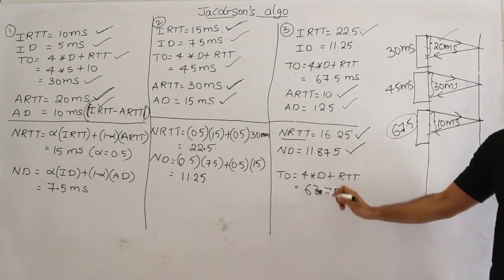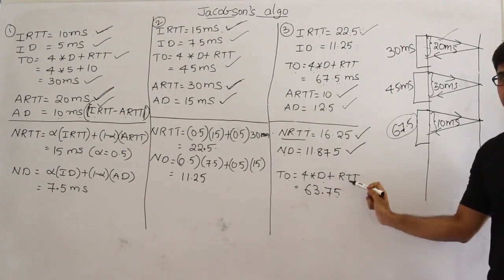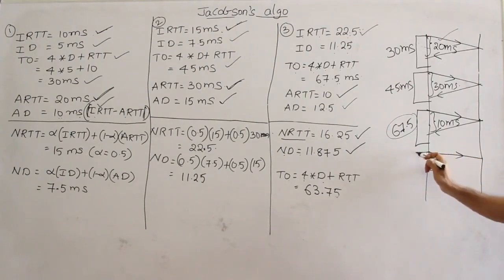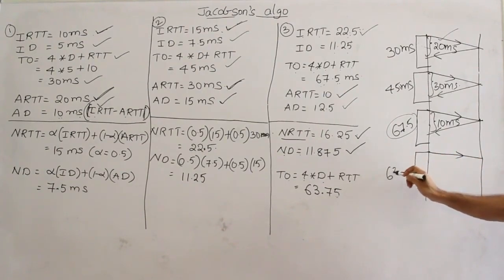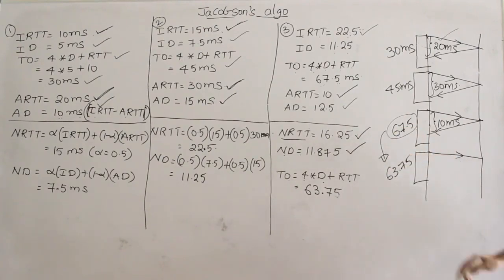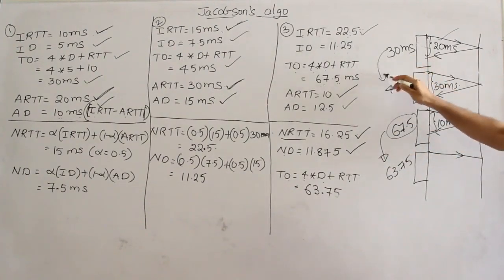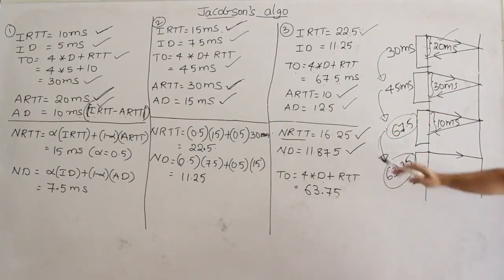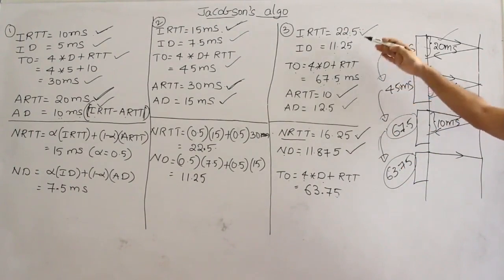Therefore what will be the timeout? Timeout will be 4 into deviation plus RTT. So for the fourth one, when you are sending it out, the timeout is set to be 63.75, which is showing a decrease, right? So watch it, it was increasing, but suddenly it is showing a decrease. It is showing a decrease because the traffic has shown a decrease.